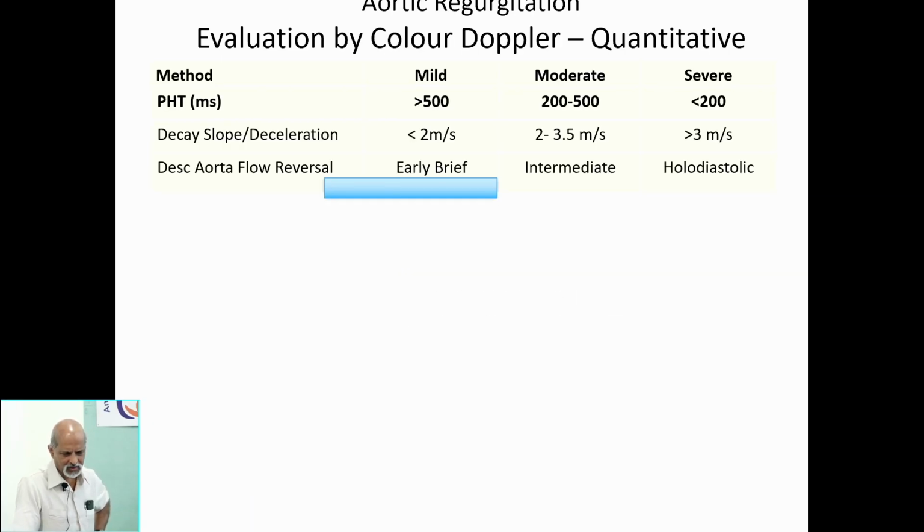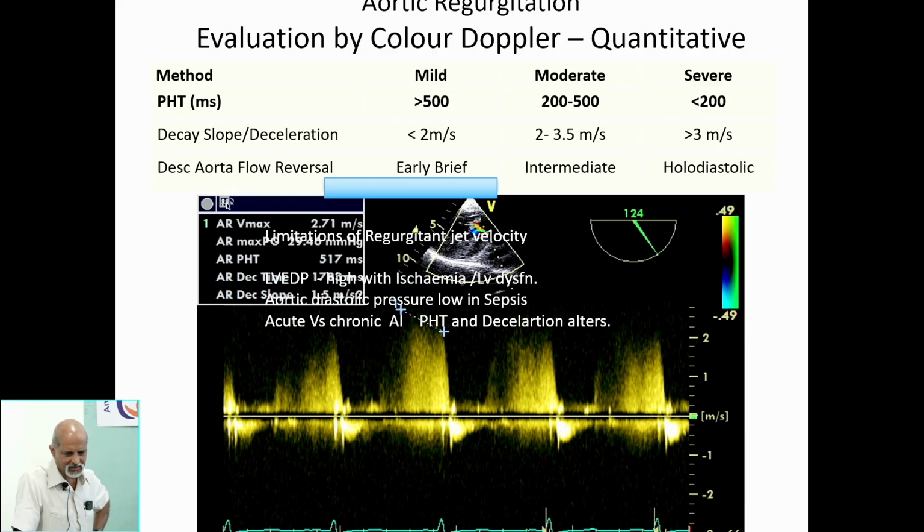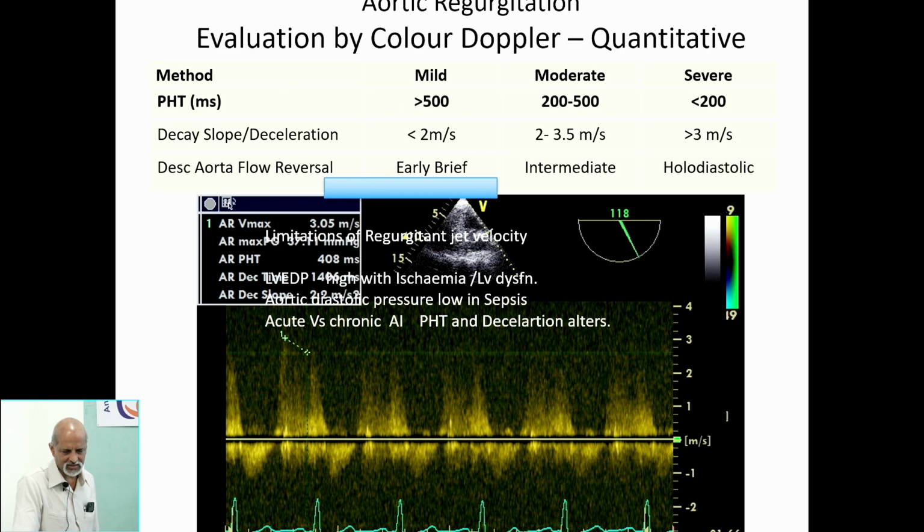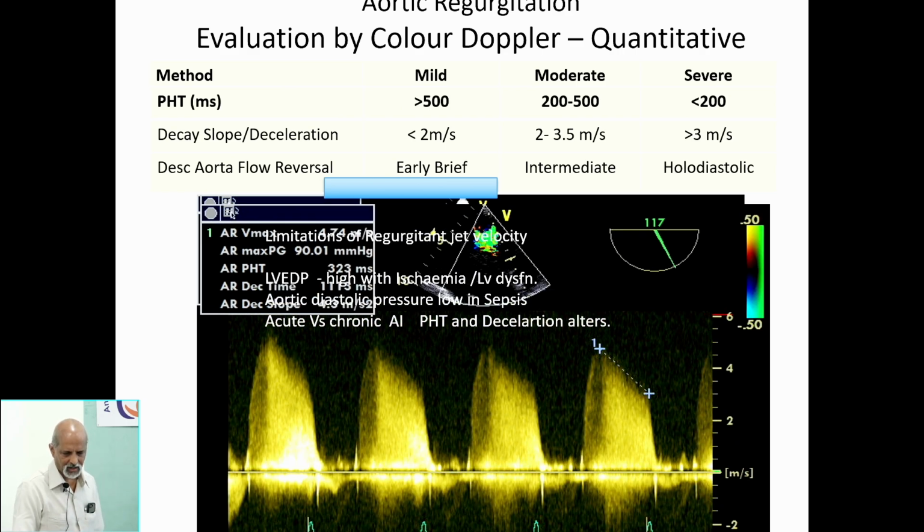So this is a quantitative evaluation, how you measure that. What you do is you get a trace like this, and you measure the pressure half time or the decay slope or deceleration slope. The image will show you how the spectral Doppler changes, the slope of the decay over here and the decay slope over here. You can appreciate that if it is severe, how quickly the decay will occur.